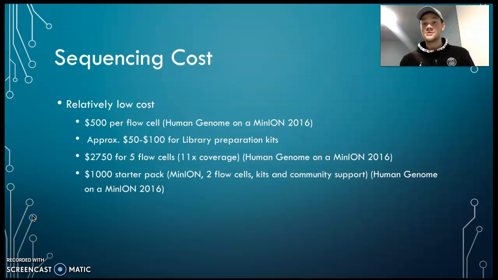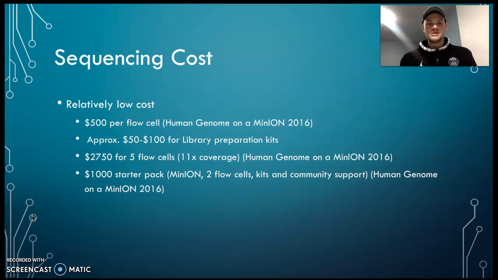Sorry I couldn't be with you in person today, but I'm going to be talking about the sequencing cost and the bioinformatics processes involved with Oxford Nanopore sequencing. So the cost of Oxford Nanopore is relatively low. You're looking at about $500 for a quality flow cell.